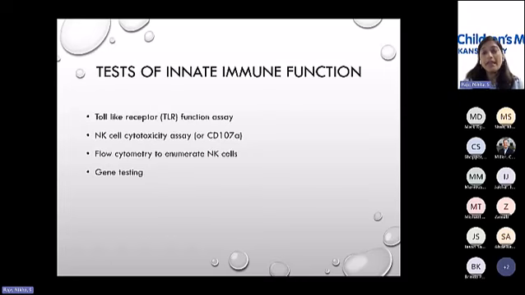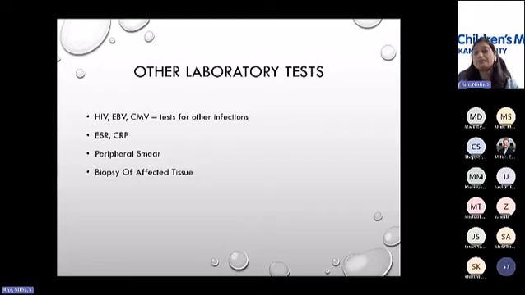Innate immune defects: there are tests for toll-like receptor pathways to look for the function of that. For natural killer cells, there are cytotoxicity assays. These are different types of functional assays that look for the cytotoxicity. However, one of the more recently used markers is CD107a. That is a good marker of cytotoxicity. Flow cytometry can also be used for NK cell markers, and then genetic testing is available.